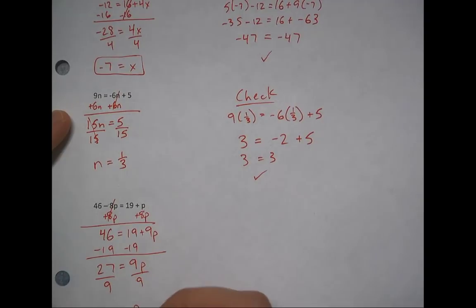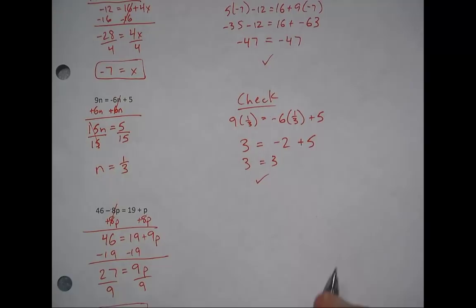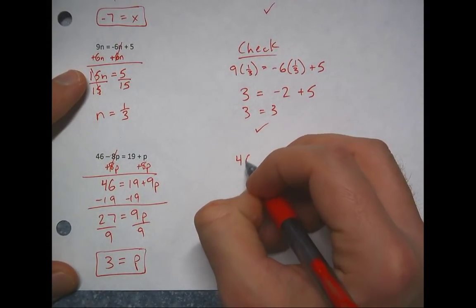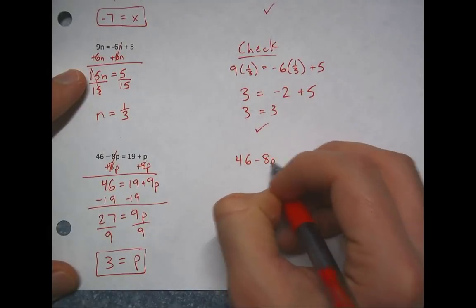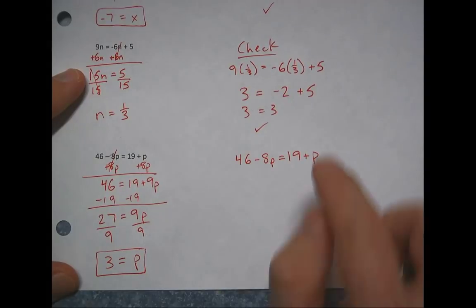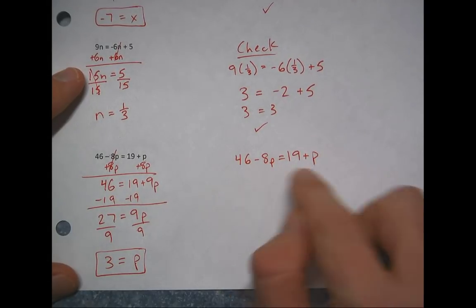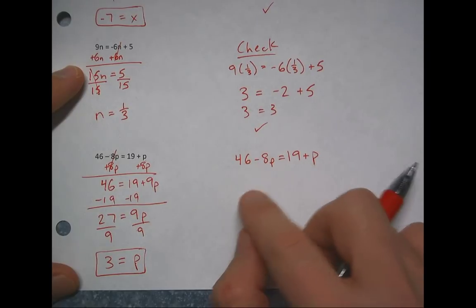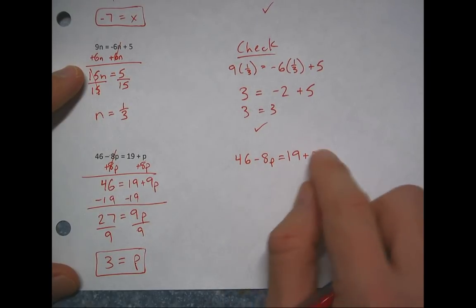And p equals 3. Now instead of doing a check on this one, I want to show you that we could do this differently. So I'm going to go back to the original here. So what if you chose the p? What if you looked and you saw, well, that's an 8 and that's a 1. I'm going to get rid of the 1, even though it's a -8. But let's say you made that error. It's not really an error because you can get rid of either side.